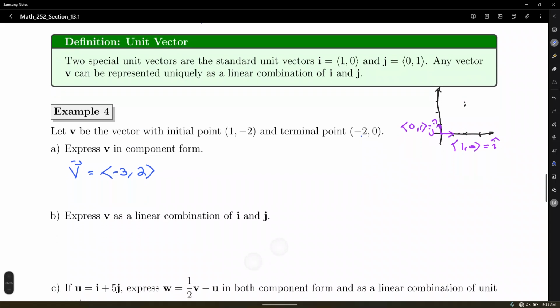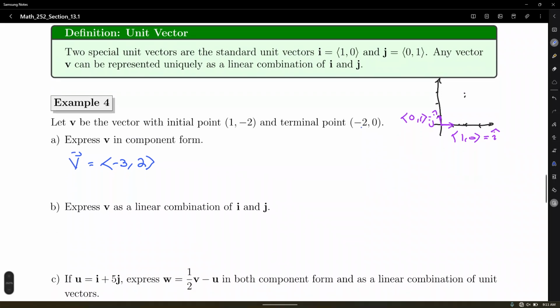Express v as a linear combination of i and j. Well, what's a linear combination? If you haven't taken linear algebra, we can express vectors as an addition of two other vectors with multiples that can be positive or negative, as a combination of two.